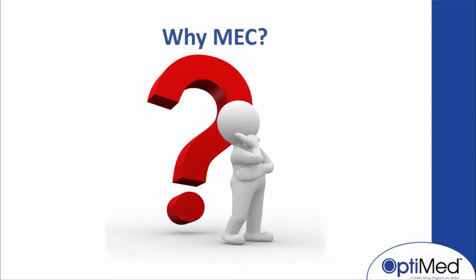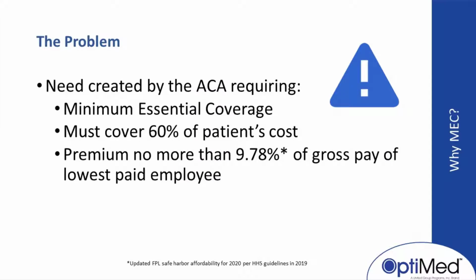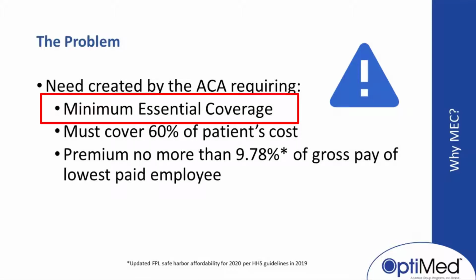So MEC was a thing that was created by the ACA. Prior to the ACA, I would get questions about limited benefit programs, so they qualify as credible coverage. And what credible coverage was kind of replaced with minimum essential coverage. So essentially, minimum essential coverage is a new term in the insurance world, at least since the ACA kicked in. So it's not that new, let's just put it that way. But it didn't exist prior to the ACA.